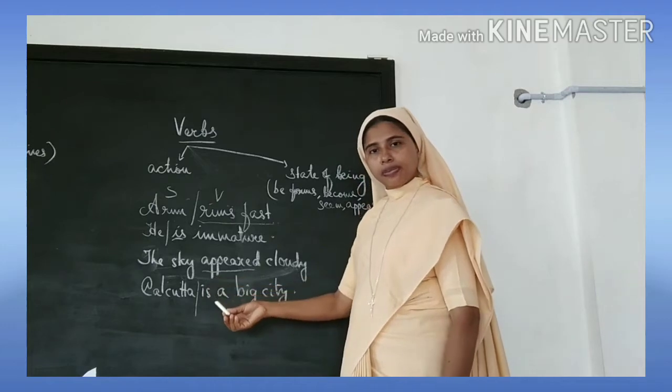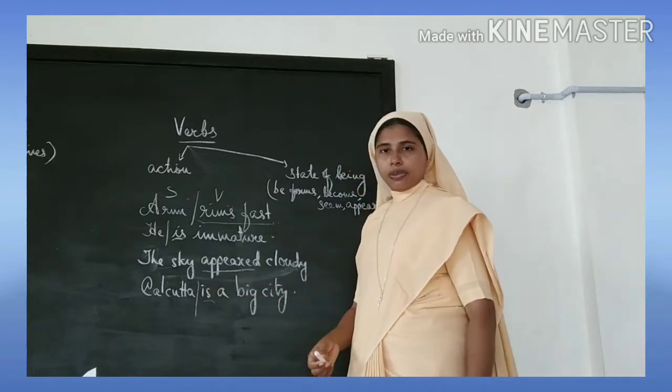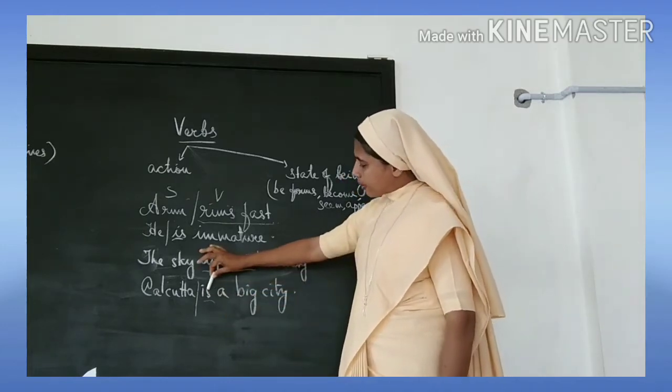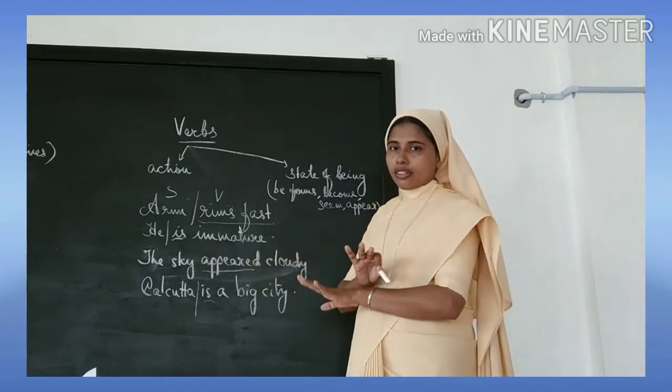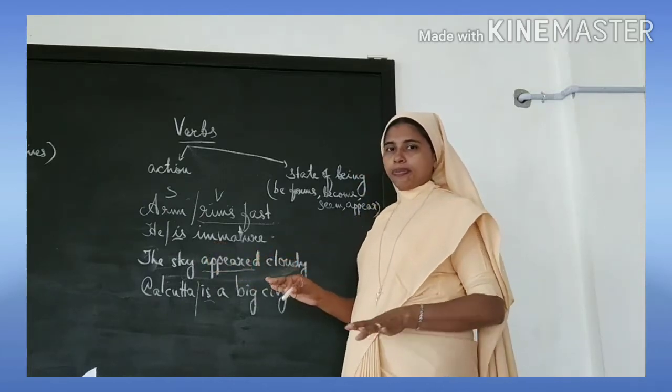So what's the main verb here? Is is the main verb here. So this is a state of being. That is a state of being of Calcutta.